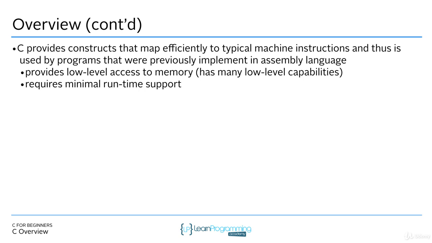C provides constructs that map efficiently to typical machine instructions. So we talked about this idea of a compiler, and machine instructions are at the lowest level. Because this mapping is so easy in C, it's often used by programs that were previously implemented in assembly language. And for this reason, it's also very easy to write operating system or embedded programs, like I mentioned. It provides low-level access to memory, and it has many low-level capabilities. It can directly interact with hardware. A lot of drivers, which are programs that interact with hardware, are written in C. And it requires minimal runtime support. And the reason for this, again, is because it easily maps to assembly instructions.